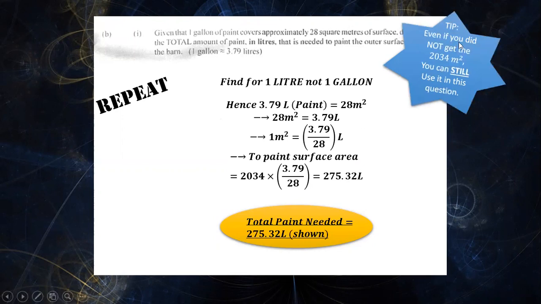So a tip: even if you did not get the 2034 meters squared, you can still use it. Very important idea, right? So that 2034, even if you didn't get it in the previous question, you can still use it to figure out how much paint is needed. So don't think that because you didn't get it, you can't use it. Yes, you can. All right, let's continue.